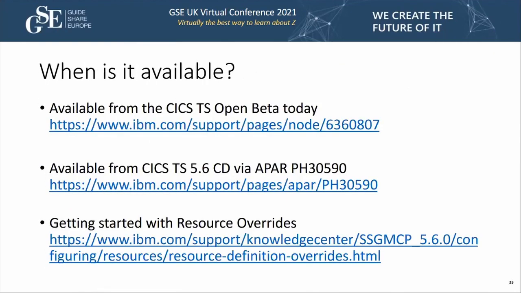Okay, so when is it available? Well, it's available right now. We introduced resource overrides into the continuous delivery stream of CICS 5.6 via APAR PH30590. Or if you have the open beta, you can pick it up right now. It's available in the open beta today, as is the CICS resource builder at 0.1. You can go to the website and download the zip file which has the resource builder tool in it. And again, keep your eyes open for that update.